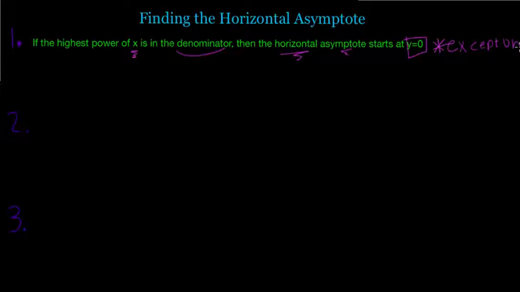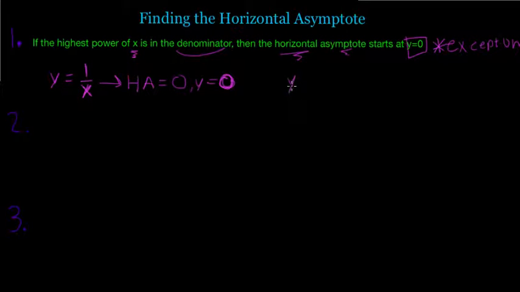So first off, let's explore this rule. If the highest power of x is in the denominator, we can set up an equation like this. So in this equation, the horizontal asymptote is equal to 0, or y is equal to 0. The graph will not be able to touch this line as a rational function.